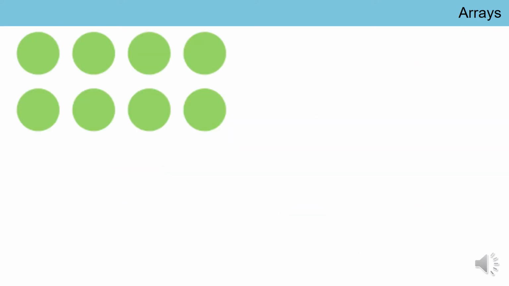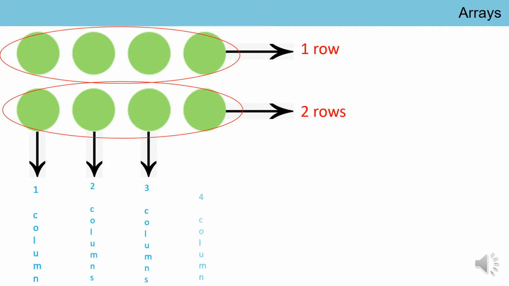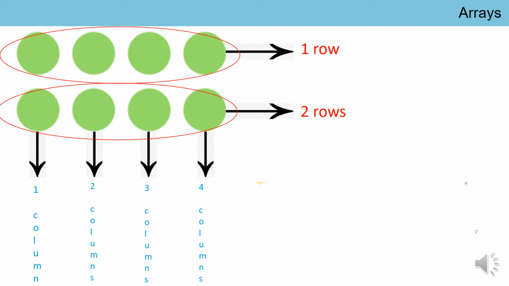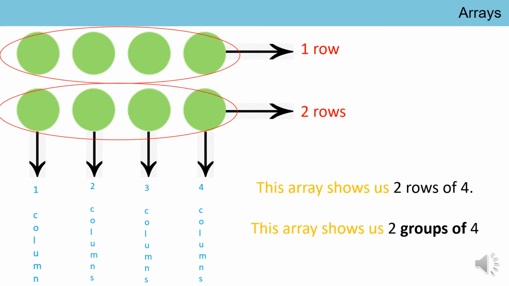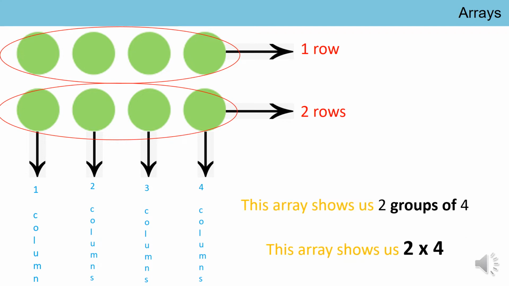These green counters here are organised into an array. This shows me the rows. I have one row, I have two rows. Now going down vertically shows me the columns. As you can see, I've got one column, two columns, three columns, and four columns. I have two rows and four columns. This array shows us two rows of four. This array shows us two groups of four. This array shows us 2 times 4, 2 multiplied by 4.